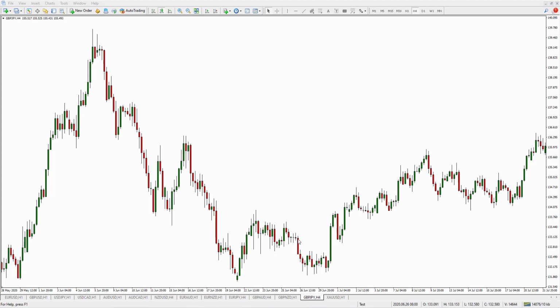Okay, so here is an example on pound yen. We're looking at the 4-hour time frame, and I've chosen this one because, like I said, when you find the trend on the higher time frames, you can then drop down to a lower time frame and you can look for trades in that same direction.